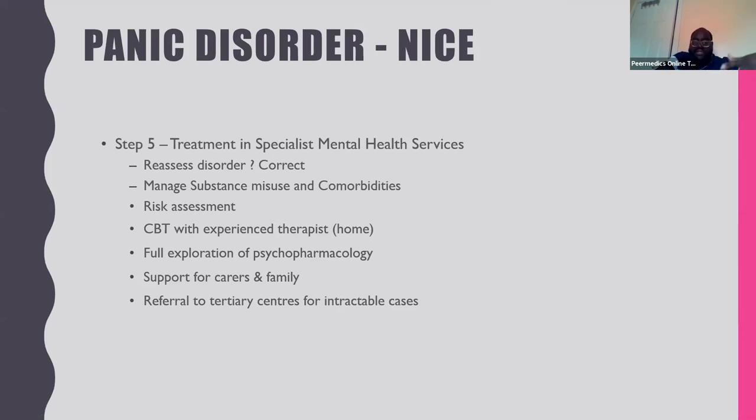Yeah, and treatment and specialist mental health services, again, it's a repeat of some of the other things that I've talked about, so I'm not going to go into any detail, except for maybe mentioning that CBT with an experienced therapist, a lot of CBT success is to do with the individual counsellor and the patient's relationship with them. Being able to do CBT in the home, considering the overlap with agoraphobia and lots of panic disorders, can be really useful for patients. Yeah, so that's what I want to say about that.